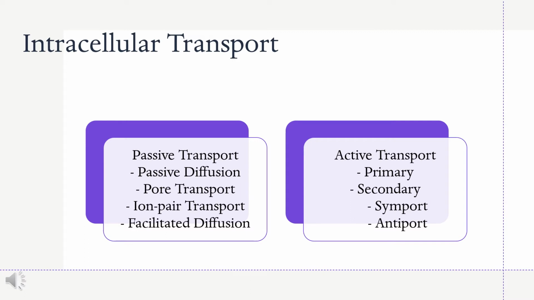Intracellular transport is the movement of vesicles and substances within a cell. It is contrasted with the directed movement of vesicles and substances between cells. It consists of two transports: active transport and passive transport. Passive transport consists of passive diffusion, pore transport, and facilitated diffusion. As for active transport, it consists only of primary and secondary, where the secondary has symport and antiport.